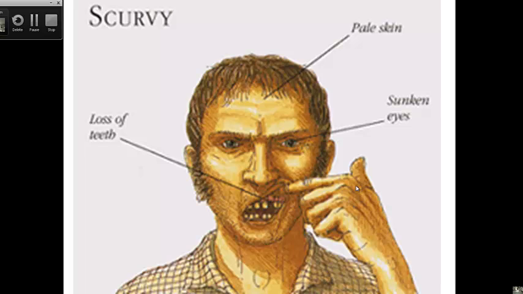You can see the pale skin pointed out here. Most distinctly, though, this is what scurvy is known for. Teeth start to fall out. And so the lack of collagen in the gums and in the ligaments that are anchoring the teeth to the skull deteriorate, and you lose teeth. The gums bleed and you lose teeth as a result of scurvy.